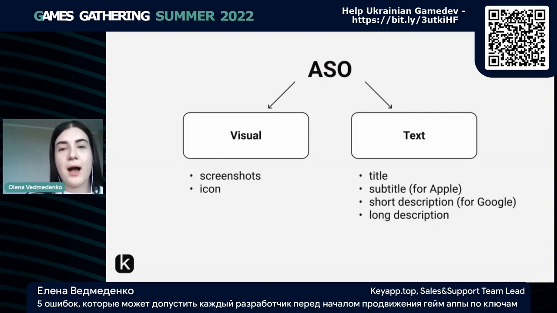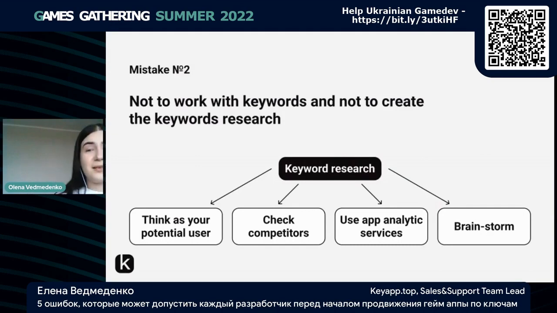The second mistake is not working with keywords and not creating keyword research on a permanent basis. It is needed to understand what keywords the app has at this stage and what new keywords the app can get in the future, so as to get organic traffic. When you gather the keywords for the app, I would recommend you to focus on the next steps. First of all, think as your potential user and think for which search request your app can be found. Then brainstorm with a team. Also, it is obvious that for sure it is needed to check competitors.